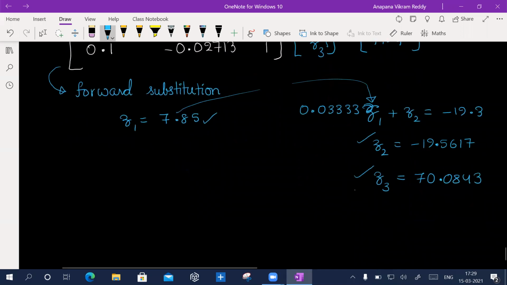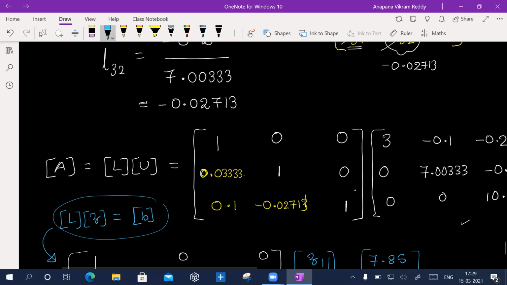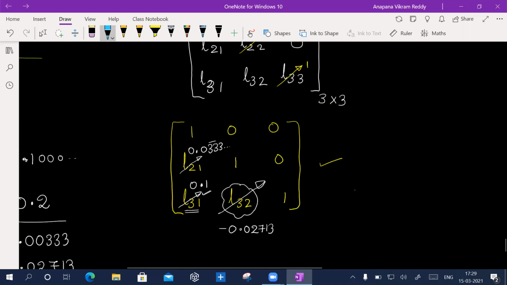Now what I have. Finally, so we are done with this equation. Lz is equal to B. This is done. Now what else you have?